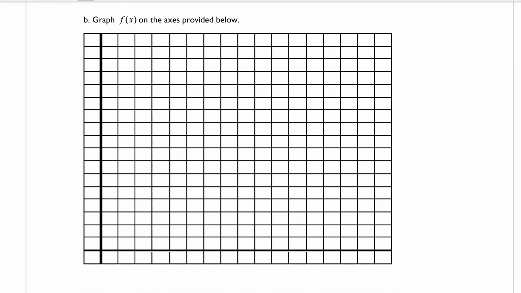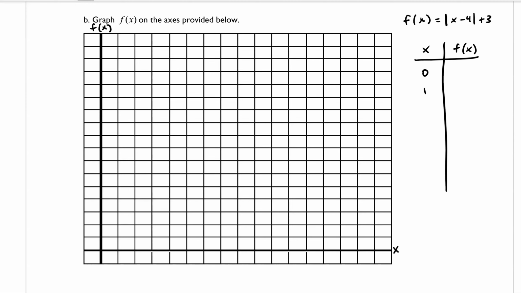Part B wants us to graph f of x on the axes provided below. So I'm going to label, that's my x-axis, and this is my f of x axis or my y-axis, whatever you want to call it. And I'm just going to rewrite the function really quickly. f of x equals the absolute value of x minus 4 plus 3. And then I'm just going to make an input-output table with x and f of x so that we can get some values in there. So let's see, 0, 1, 2, 3, 4, 5, 6. I think that should be enough.